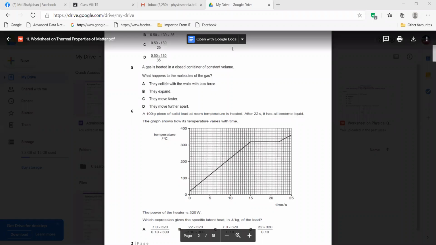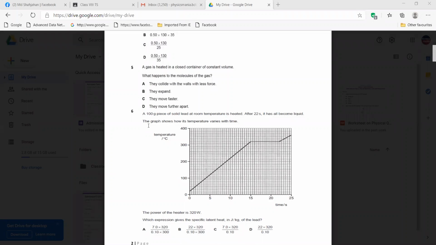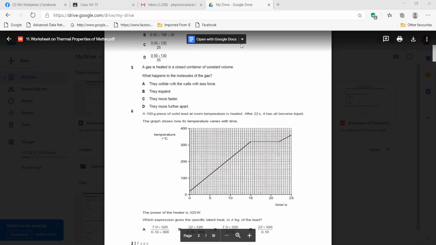Now let's get the information from this question. Let us find the information given. What they are giving us, we should identify all the points. They are giving us the mass, then the time, and when you are doing a numerical question, you should underline this. Then they are giving us power. And they are asking us to find the specific latent heat in joule per kg.